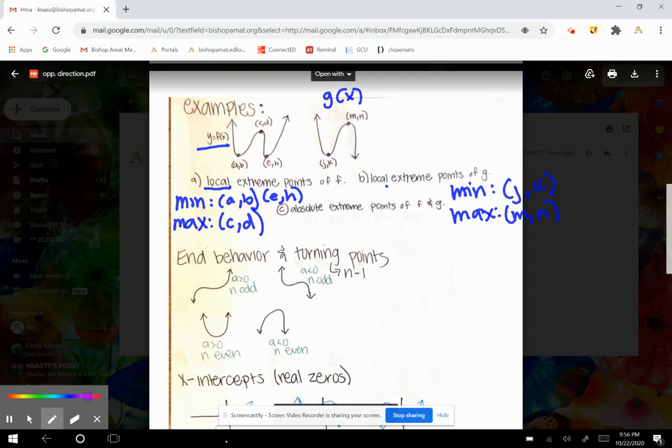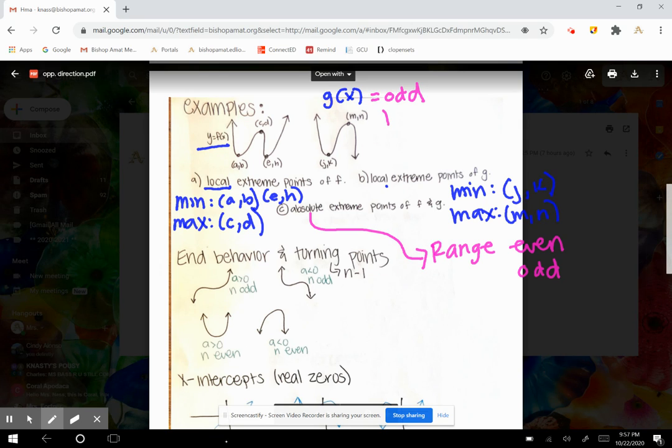Okay, so what you really want to do here is look to figure out your absolute extreme points at the range. Now for an even graph, remember the arrows go in the same direction, and for odd, they go in opposite directions. So that tells us a lot. For the odd graph, which g of x ends up being, our range is negative infinity to positive infinity. So we will have no absolute value.